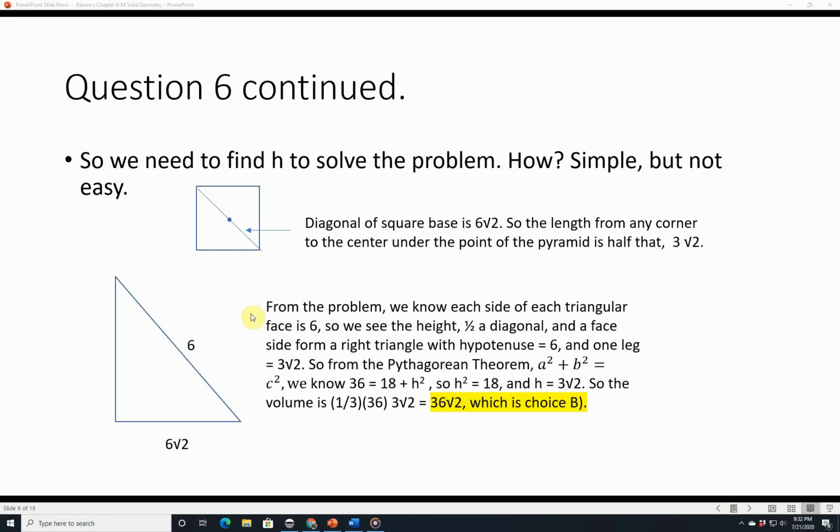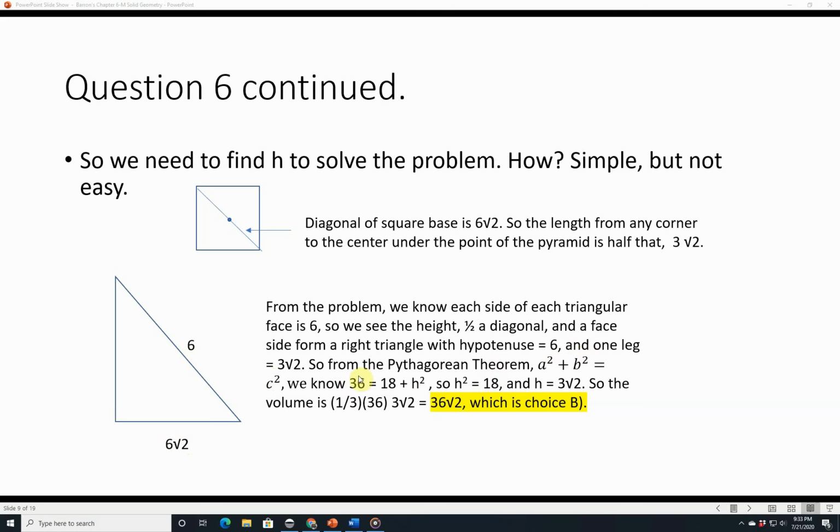Alright, so from the problem, we know that each side of each triangular face is 6, so we can see the height, half a diagonal, and a face form a right triangle with hypotenuse equals 6, and one leg equals 3 root 2. Okay, this says 6 root 2 here. That's a mistake. This should be 3 root 2. So this is 3 root 2, this is 6. Then we know that a squared plus b squared equals c squared from the Pythagorean theorem.